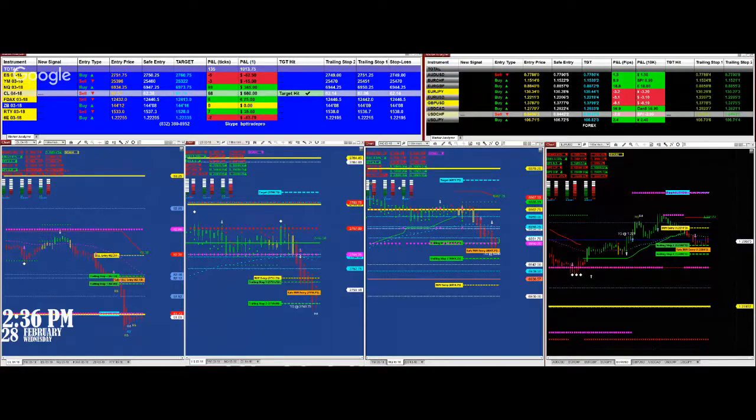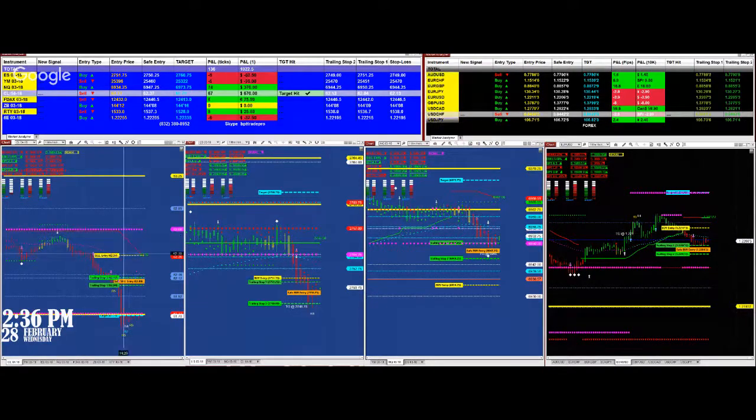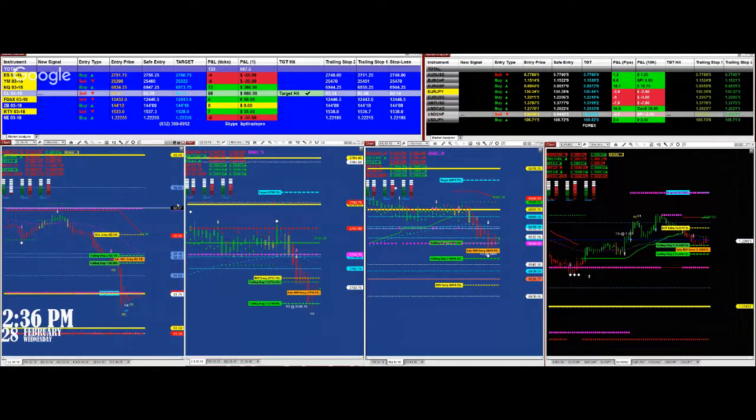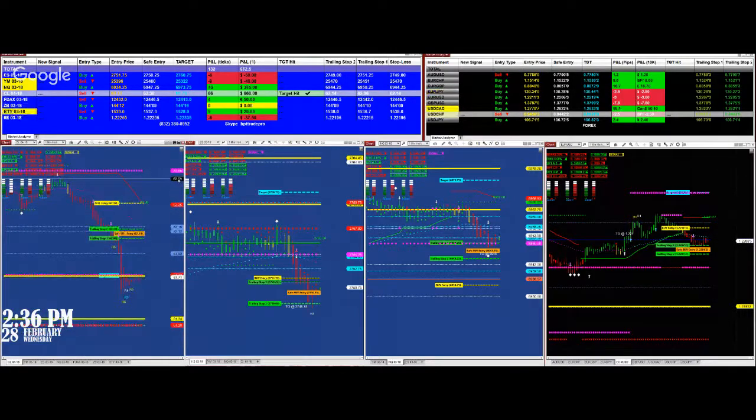We have the CL target hit, and we had an entry on the CL. You can see from the market analyzer, the entry was 62.37 and the target 61.72. That made 66 ticks based on one contract, and this is really nice. We have hit this one.